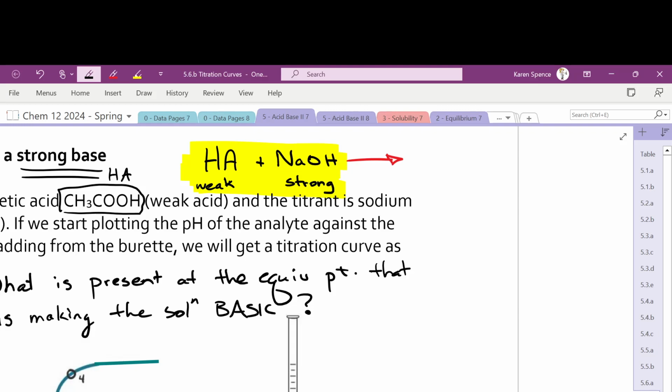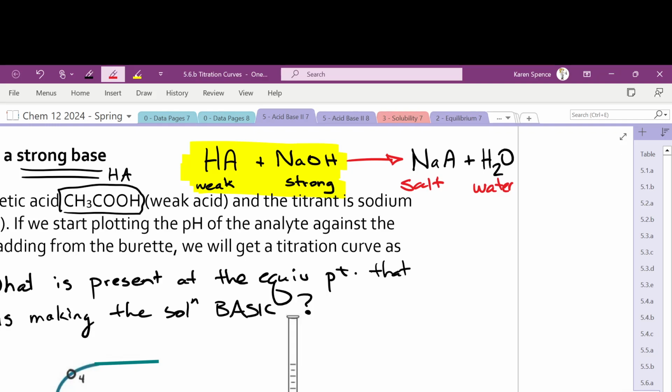And who are our products? NaA and water. What kind of compound is NaA? It is a salt, and water.